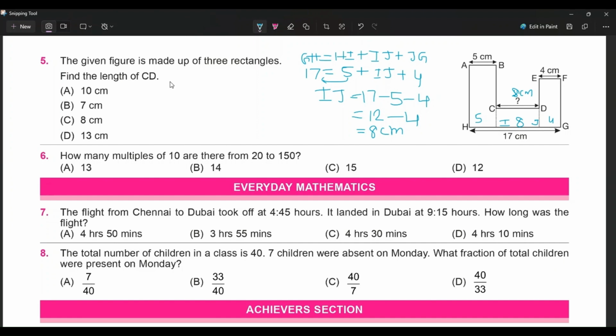So option A, 10 centimeters, wrong. Option B, 7 centimeters, wrong. Option C, 8 centimeters, is the right answer, children.